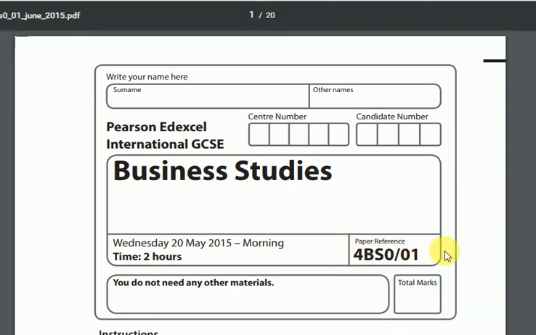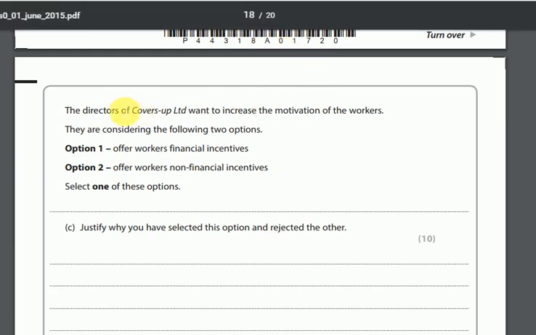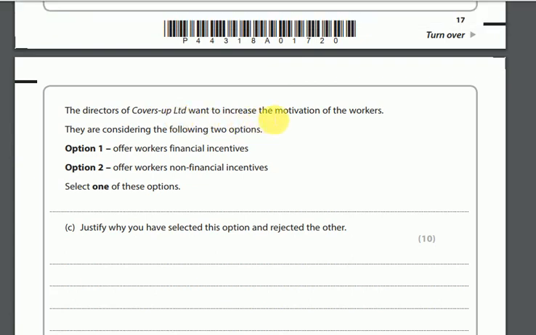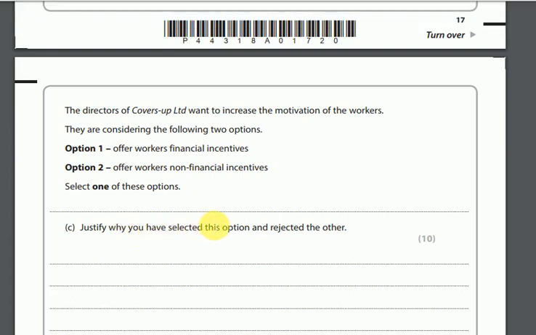2015, there's the code, and the 10 mark question was looking at Covers Up. The directors of Covers Up want to increase the motivation of the workers. You have two options, financial and non-financial, and your task is to select one option. I'm going to select financial incentives, and I'm going to reject option 2, non-financial.